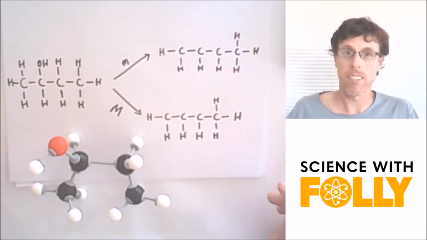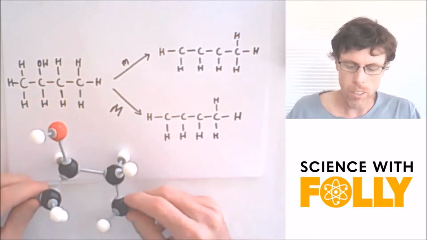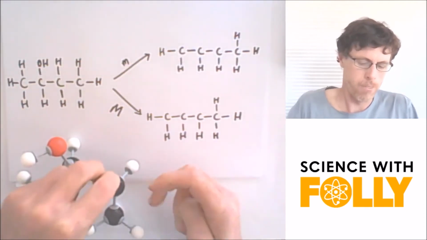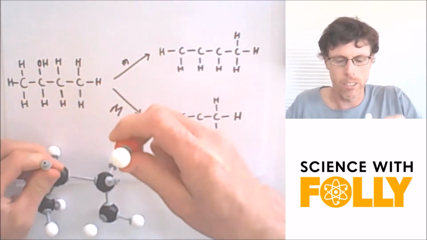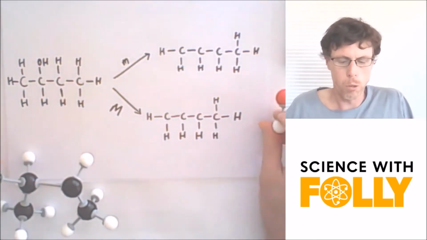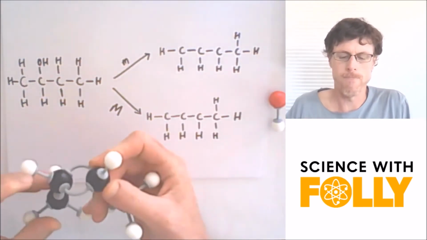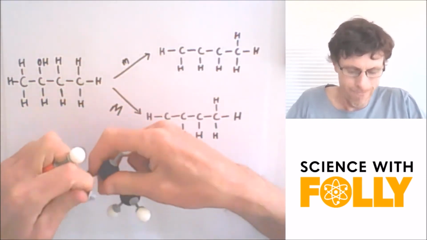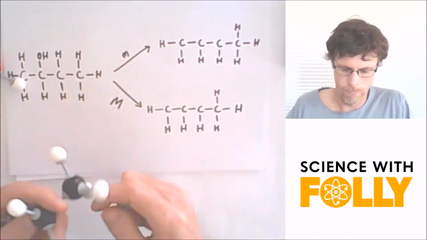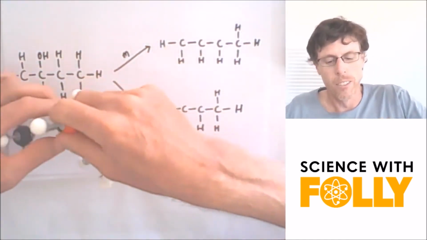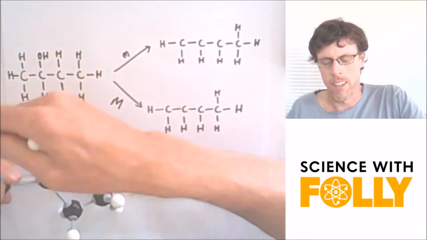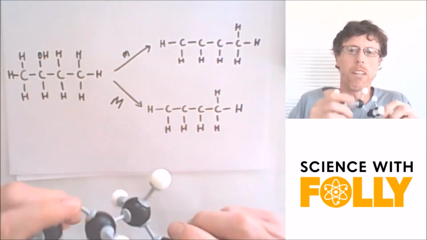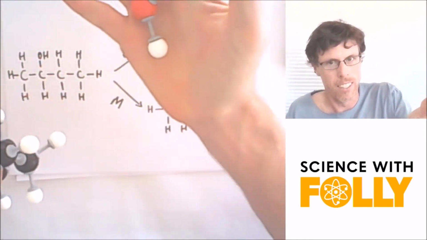Markovnikov's rule also applies in elimination reactions. Here I've got butan-2-ol. Now, I've got 2 options. I can lose this hydrogen and this hydroxyl group to form a water molecule and but-2-ene, or alternatively, I could lose this hydroxyl group and this hydrogen to make but-1-ene and water.